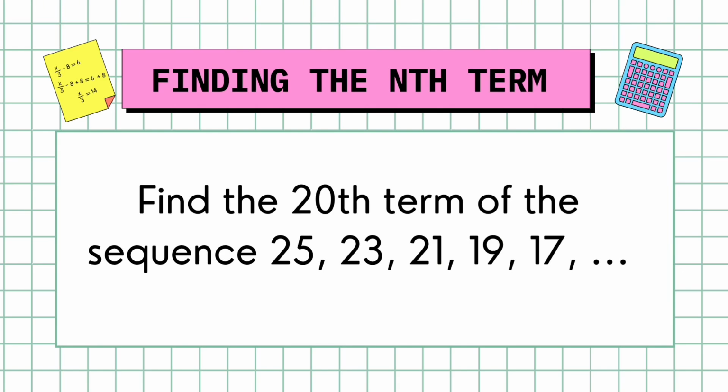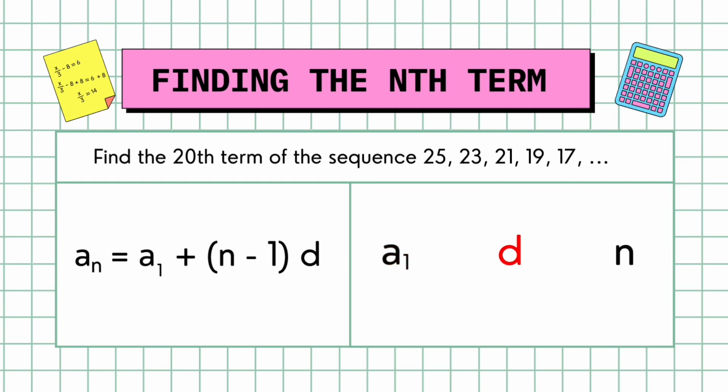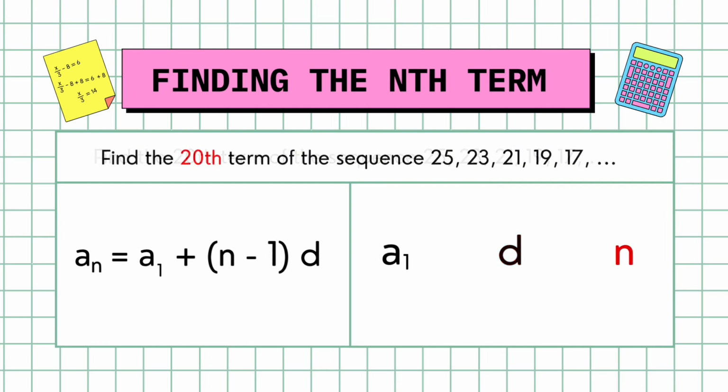Regardless of the sequence, our process will still remain the same. Let us find our A sub 1. In this sequence, we have 25 as our A sub 1. And then let us get our D. 23 minus 25 is equal to negative 2. 21 minus 23 is equal to negative 2 as well. And then we move on to our N. Our N is 20 since we are looking for the 20th term.